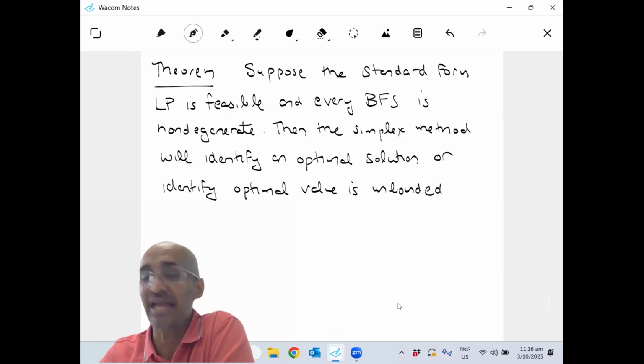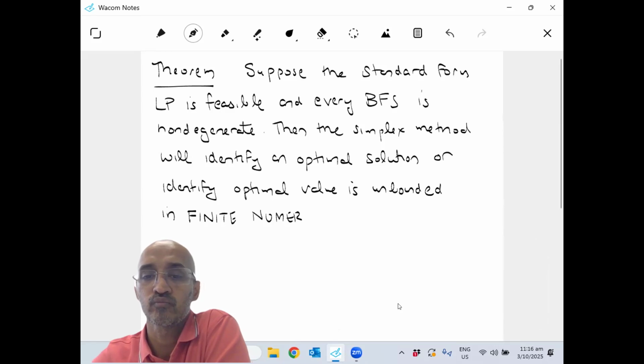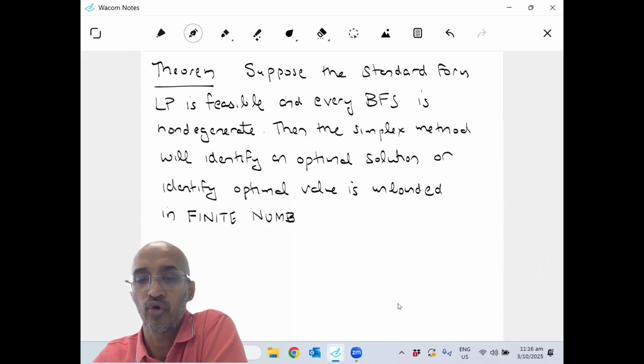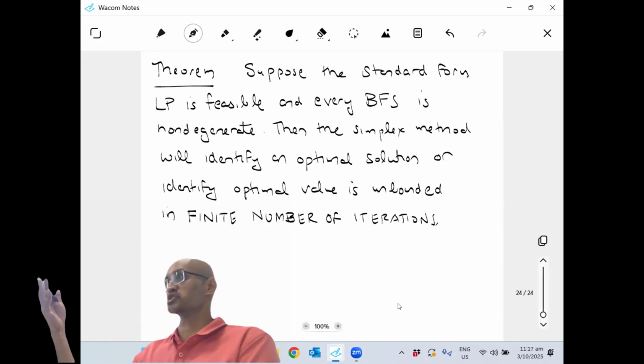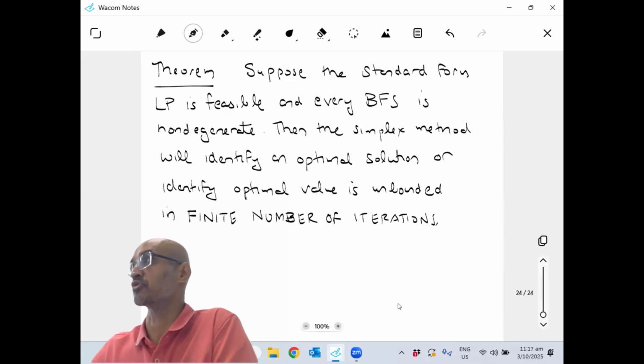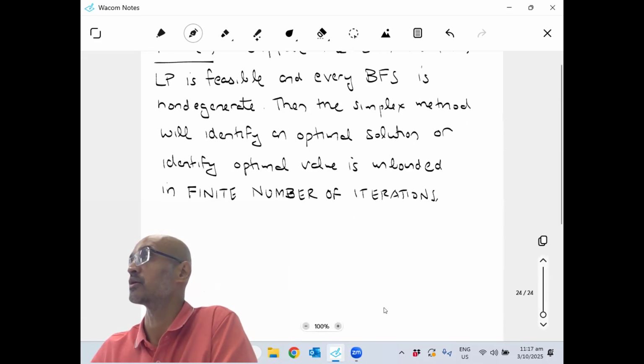So what is the claim? In a finite number of iterations, and this basically means finite time also, because every operation here is just row operations, so these are all simple operations. You can't cycle basically. So that's the claim.